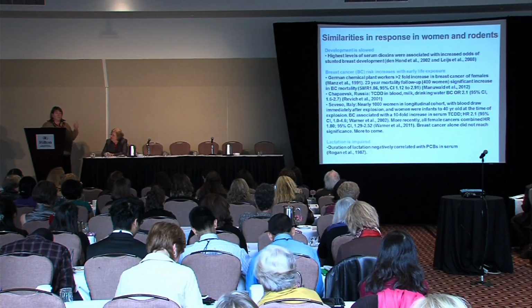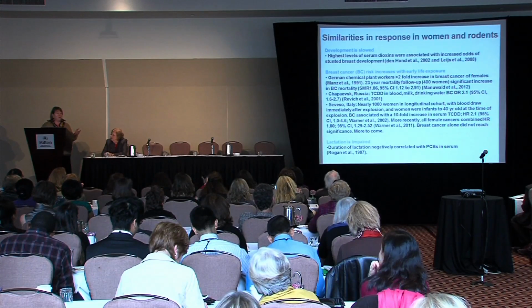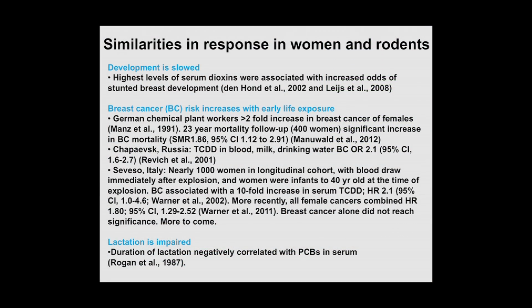And the important point here is that this isn't just happening in rodents. We're seeing these sorts of changes in humans also. In the top part, you can see that development of the mammary gland has also been found to be related to dioxin exposure in girls. Both in the Netherlands, which is the Leijs publication, and Den Hond covered the Seveso cohort of people that were exposed during an explosion event. Girls at the highest levels of dioxin exposure had stunted mammary gland development. One of these was in an area that was accidentally polluted. One of these is in an area where the natural pollution level is probably no different than here. And the people with the highest levels of dioxin had the most stunted breast development.